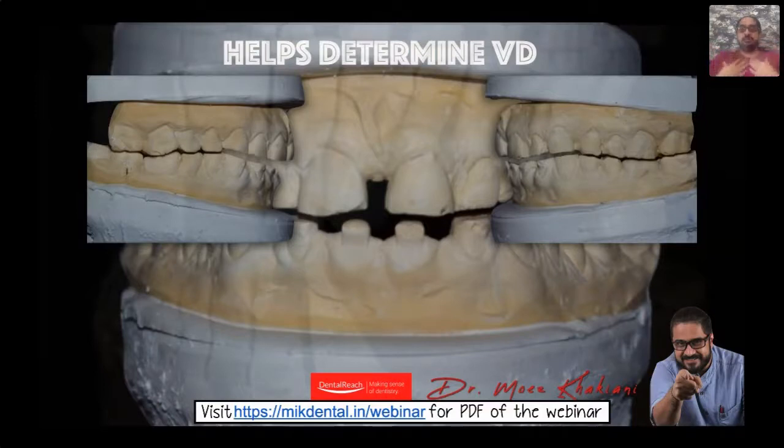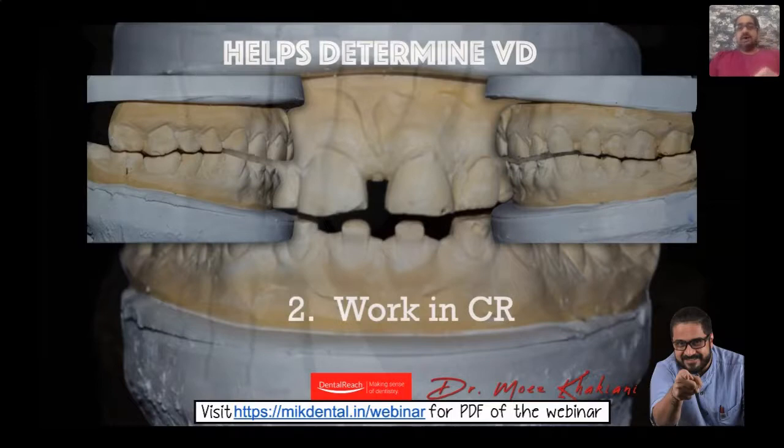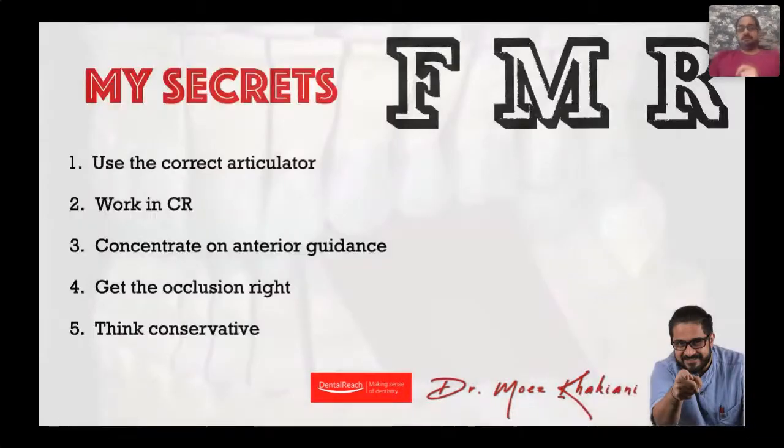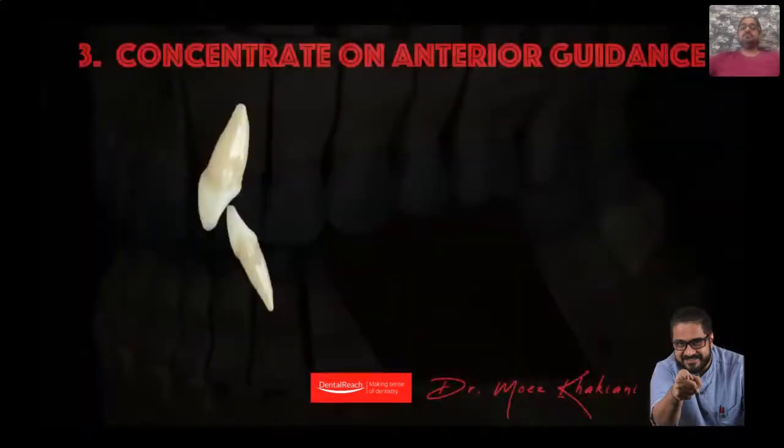Now, why is this important to me? Because my technician can now do a wax up without me opening the bite. My technician can once again give me the correct anterior guidance, because working in CR takes me to the third concept or third secret, which is concentrate on anterior guidance.